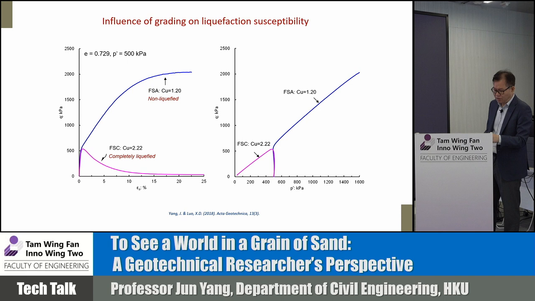Now, this is just one of the results. One specimen is Fujian sand A, so gradation A. One is Fujian sand C, so gradation C. They have different gradations, but they have similar particle shapes. And they are tested under almost the same conditions, but we see very different behavior. Fujian sand C is almost fully liquefied, but for Fujian sand A, there is no liquefaction. So this is very clear evidence for the effect of gradation on the behavior of sand, on the liquefaction resistance of sand.